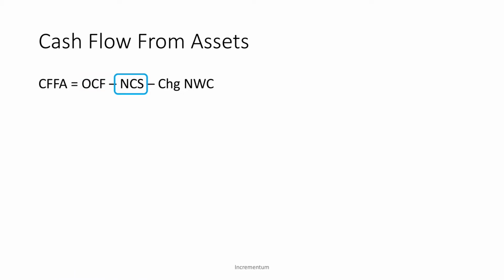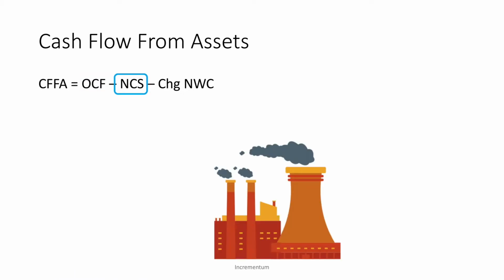Now we'll talk about how to calculate net capital spending. Net capital spending, or capital expenditures, is going to be cash that we spend on the firm's fixed assets. So this is going to be plant, property, and equipment. The way that we calculate net capital spending is net fixed assets at the end of the year minus net fixed assets at the beginning of the year, plus depreciation.